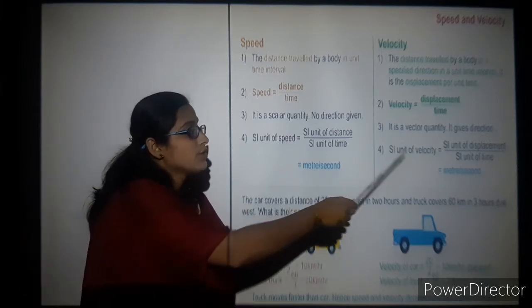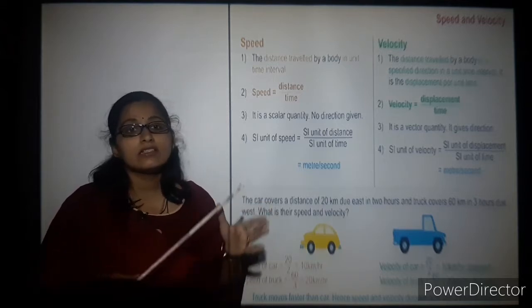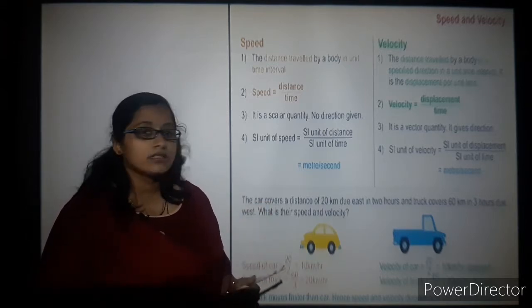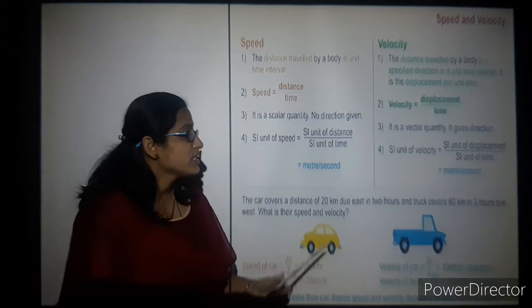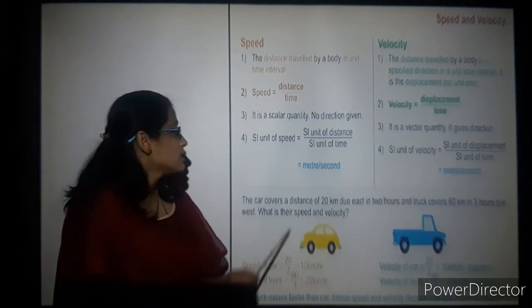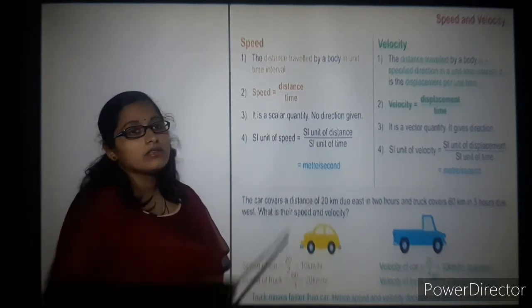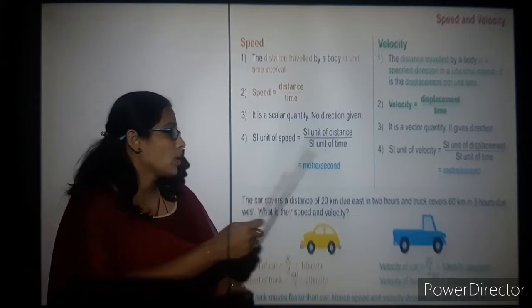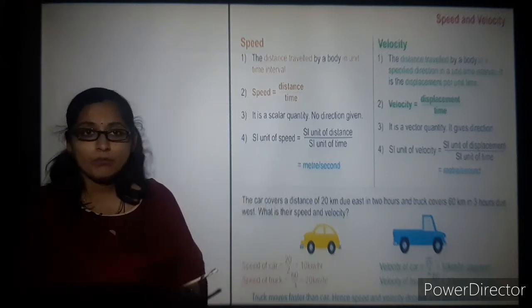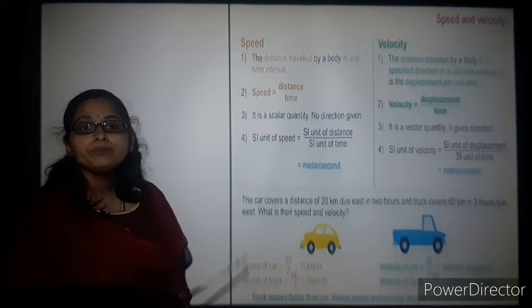So what is the SI unit of velocity? It is the SI unit of displacement by the SI unit of time, that is meter per second. You can see that the units remain the same for the speed and the velocity. So let's see an example here with respect to the problem.